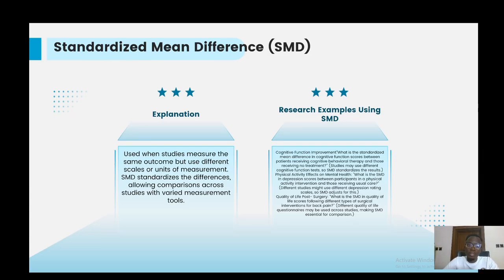Now we have the one we call the standardized mean difference, and it's not so different from the mean difference. It's used whenever studies measure the same outcome but use different scales. That's why we use the word standardized mean difference. Most times whenever there are so many variations, it's important for us to use the standardized mean difference. So these are what we call effect measures, as simple as that.